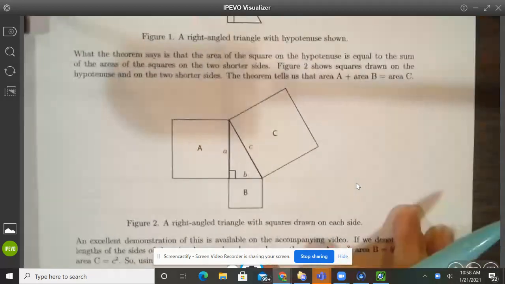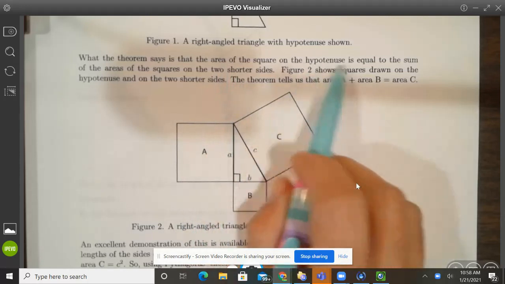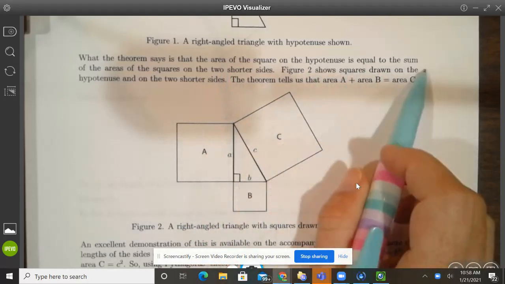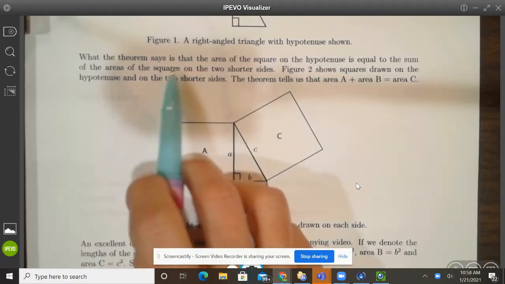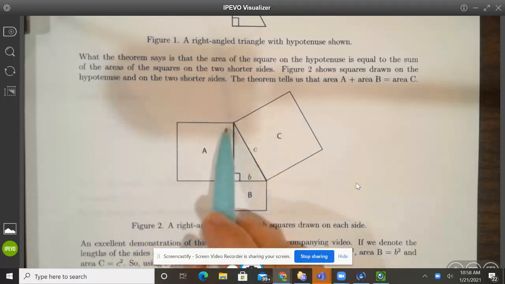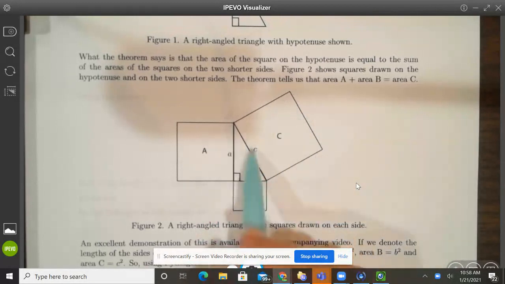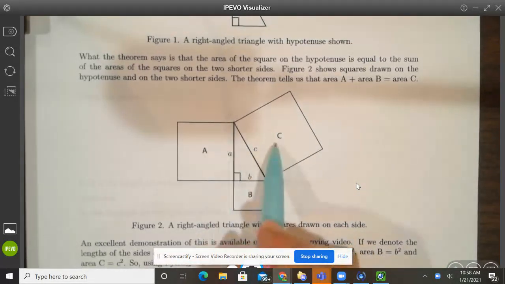What the theorem says, right here, is that the area of the square on the hypotenuse is equal to the sum of the areas of the squares on the two shorter sides. So the area of this big square over here, which is the biggest square, is equal to the areas of the squares over here on the sides.